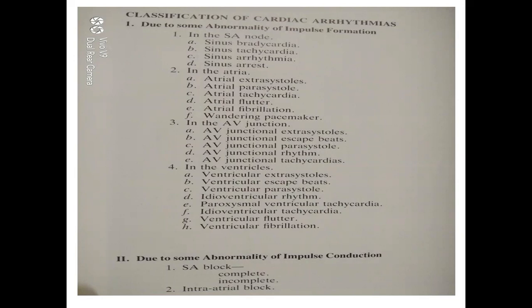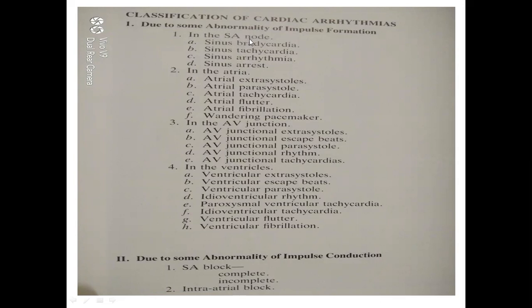When the heart rate is irregular, that condition is called arrhythmias. Can someone repeat? When the heart rate is irregular, this condition is called arrhythmias. Now arrhythmias can be because of the SA node, because of the atria, because of the AV node, or because of the ventricles. You want to write it down?